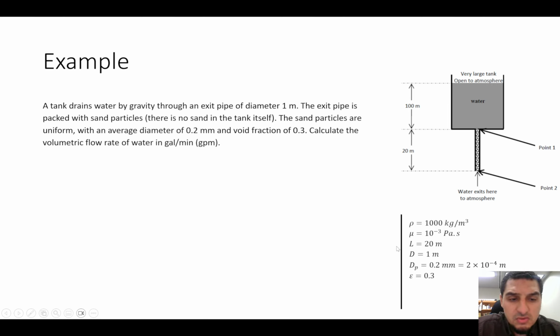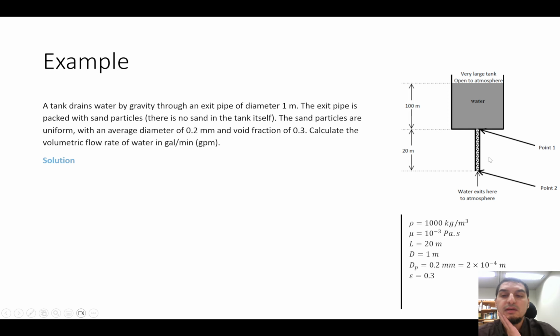And this is water, so we know the density and the viscosity, and this is the diameter of the pipe, and we know the length of the pipe is 20 meters as well. So this is where the flow through the solid particles is. You can consider this as a sand filter. It's used to remove solids or any suspended solid particles from water. Anyway, we want to calculate the volumetric flow rate of water through this column.